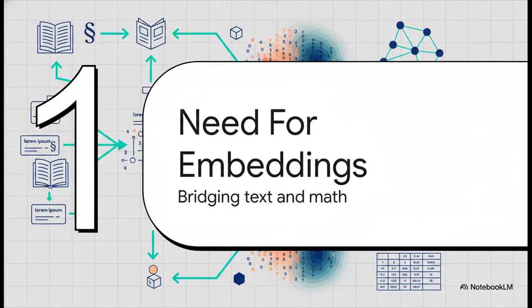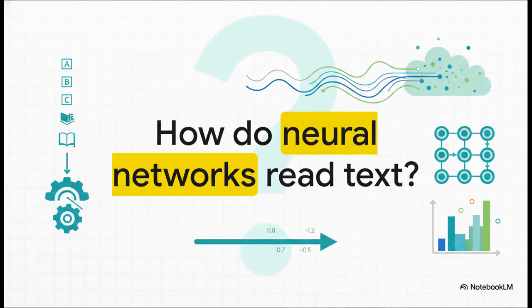Section 1. The need for embeddings, bridging the gap between text and math. Think about it for a second. Deep neural networks operate entirely on continuous mathematical operations, but human language? Well, text is inherently categorical and discrete. So we really have to ask ourselves how a model can possibly process a book or an article. I mean, you can't just multiply the word apple by a weight matrix. It just doesn't compute.